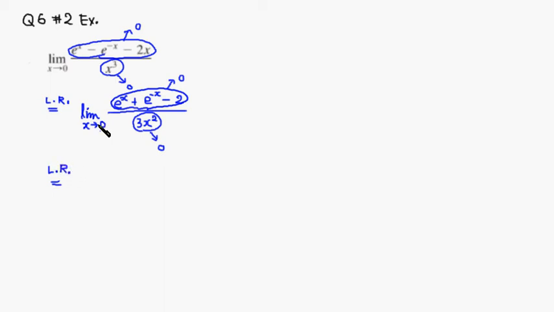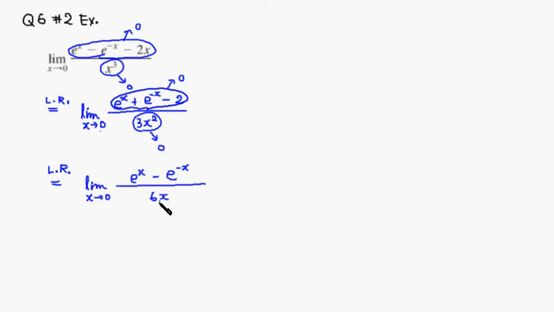So L'Hopital's rule. We still have the limit as x approaches 0. The derivative of that is e to the x. The derivative of e to the negative x is negative e to the negative x. And the derivative of negative 2 is 0. And the derivative of 3x squared would be to put 2 in front, so 3 times 2 is 6. Then you have x.